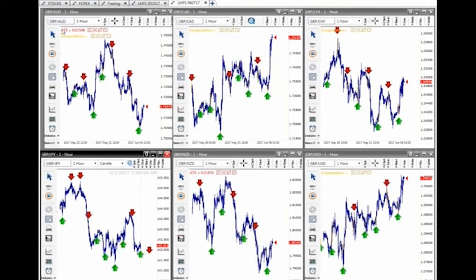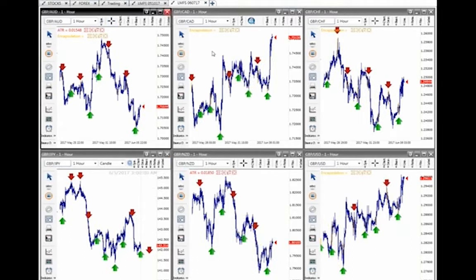As I mentioned, we're looking at the Great British Pound Australian dollar in the upper left-hand corner, Great British Pound Canadian dollar in the middle center, top here, Great British Pound Swiss franc upper right. We have the Great British Pound Japanese yen in the bottom left, Great British Pound New Zealand dollar bottom middle, and the Great British Pound US dollar here. And as I mentioned, each one of these is on a 1-hour time frame.